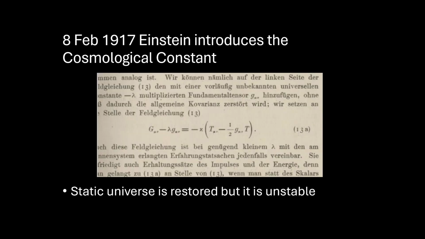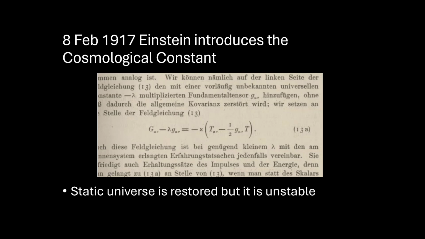Well, Einstein had a problem with this himself. And so by the 8th of February 1917, Einstein introduces his so-called cosmological constant. You can see that here as the lambda in the equation 13a. He's throwing in this lambda. Lambda is his cosmological constant. He's doing this because by adding this cosmological constant, he can add a force to the universe which can keep it from contracting or expanding. He can make the universe static again.